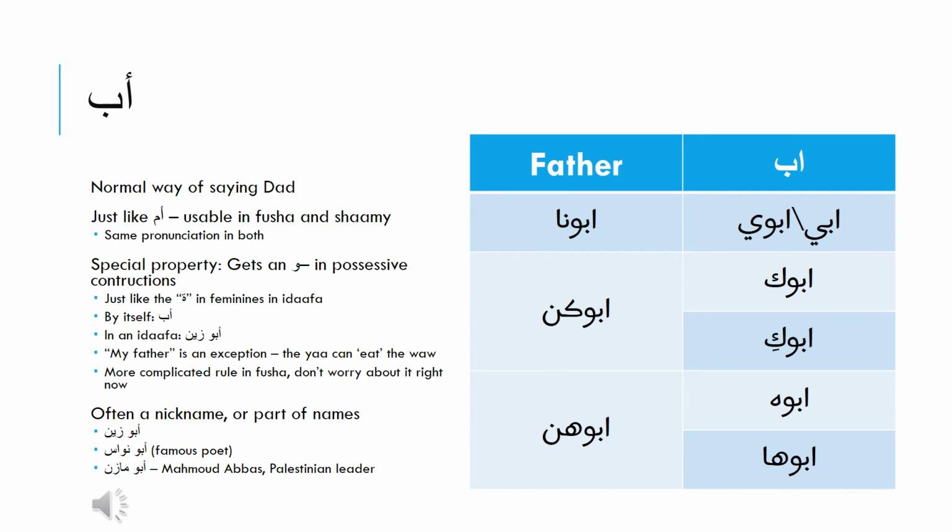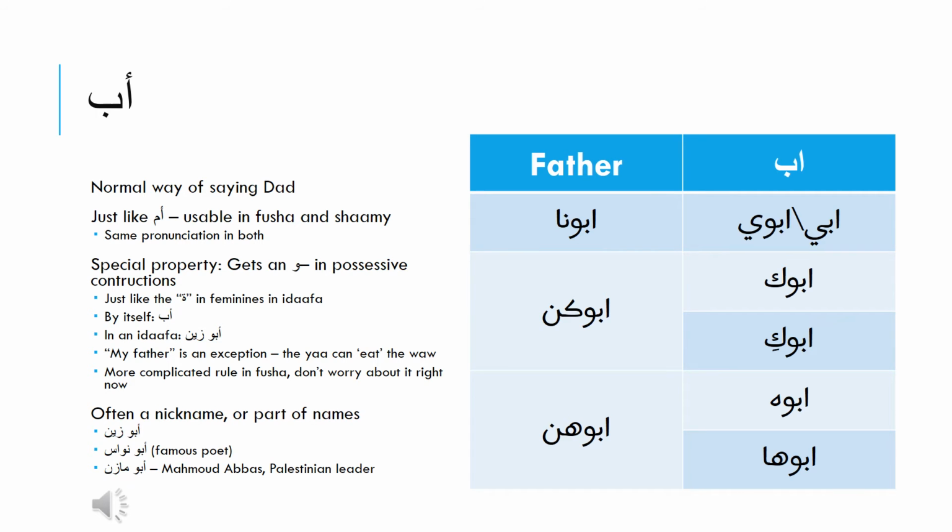Eb is the normal way of saying dad. Just like it's usable in both Fusha and in Shaamy Arabic. Unlike umm, which can be umm or imm, in Shaamy and Fusha, it's always eb. But the one tricky thing about eb is it has a special property. It gets a wow when it's in a possessive construction, when it's being possessed.